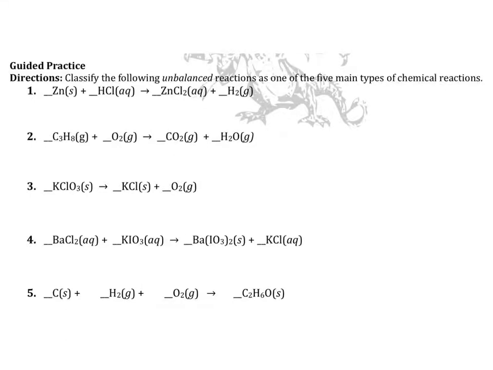All right, let's go ahead and classify these different chemical reactions. And just a quick reminder, we have the following chemical reactions. We have synthesis, we have decomposition, we have single replacement, we have double replacement, and we have combustion. And so what I will say is there's one of each type, there's an example of each type below.